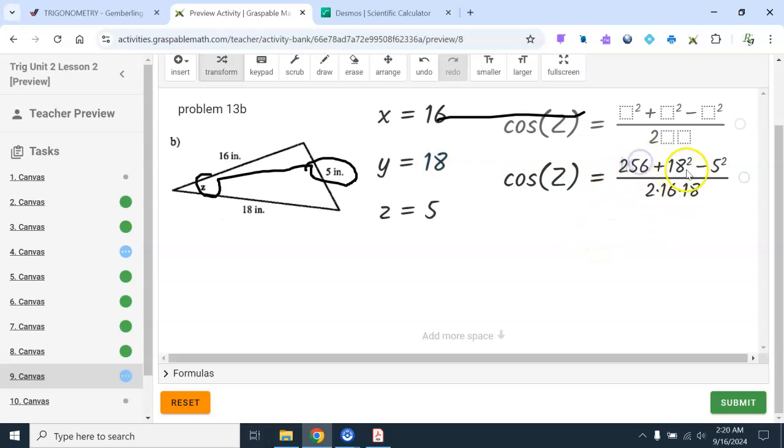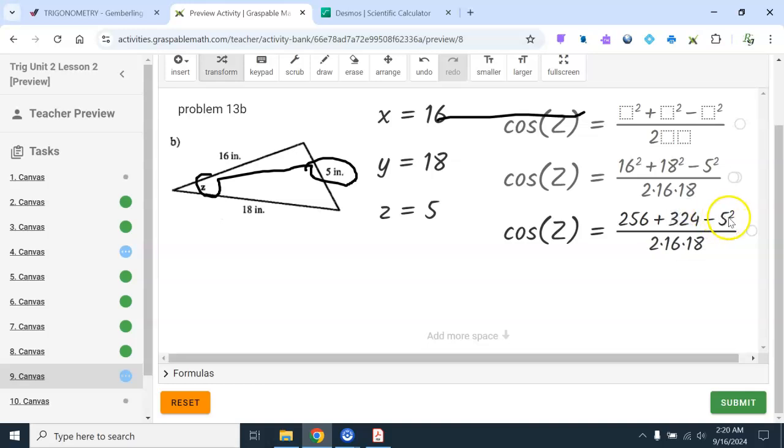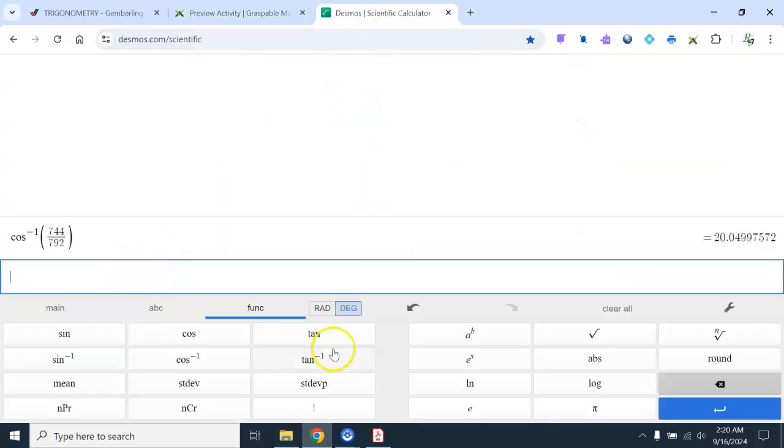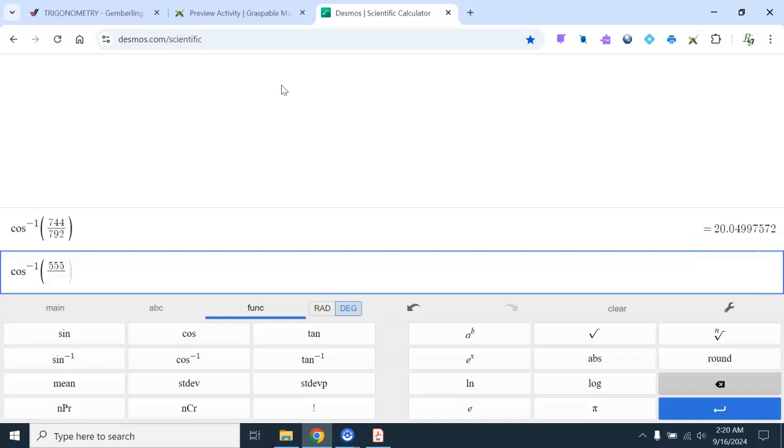And then if I finish off the numerator, I get this answer. And if I finish off the denominator, I get this answer. So I'm going to be doing the inverse cosine of 555 over 576. So hopefully you got an answer of approximately 15.519 degrees.